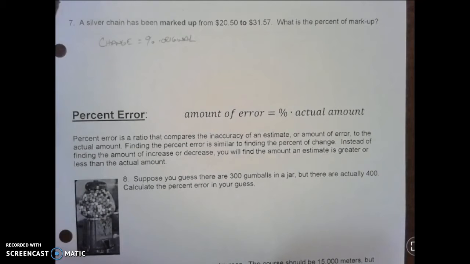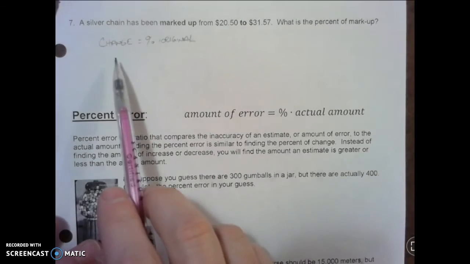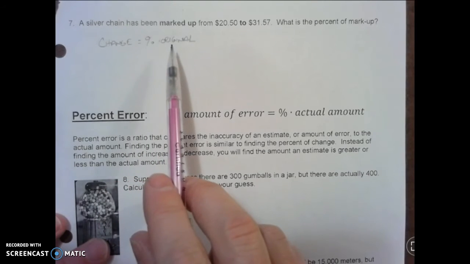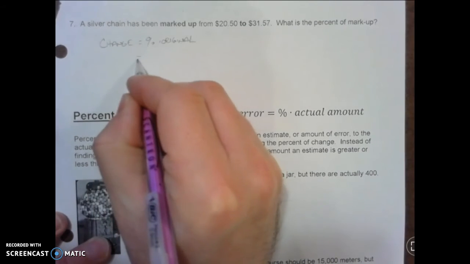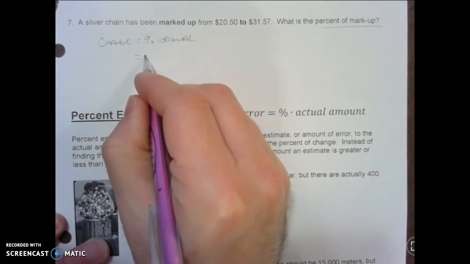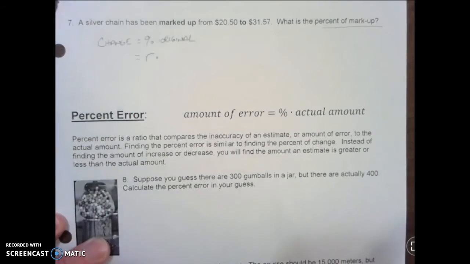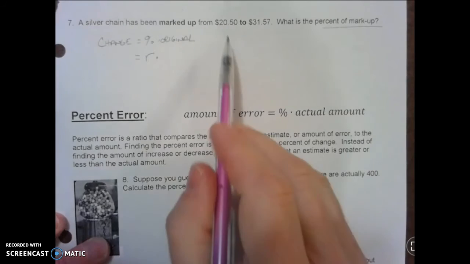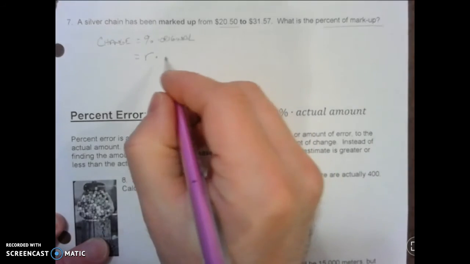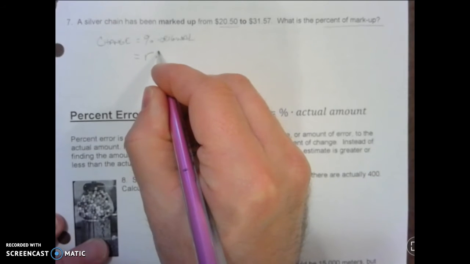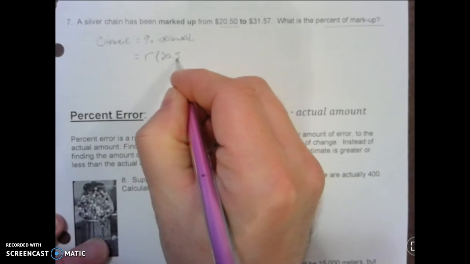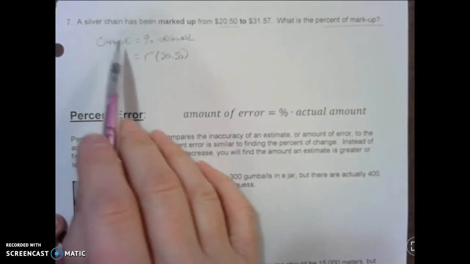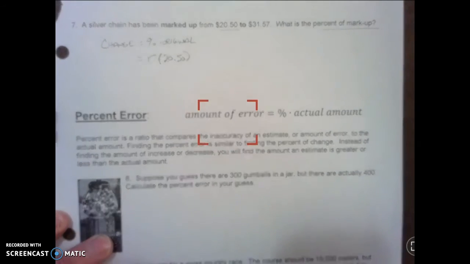In our last example, a silver chain has been marked up from $20.50 to $31.57. We want to know what was the percent of markup. And so we're going to use our equation one more time. Change equals the rate times the original amount. I'm trying to calculate the percent of markup, so my rate is going to be R times the original price that the store paid for the chain, which was the $20.50. So R times, I'll put this in parentheses actually, $20.50. And I need to know how much change there was in order to calculate the percent of change.